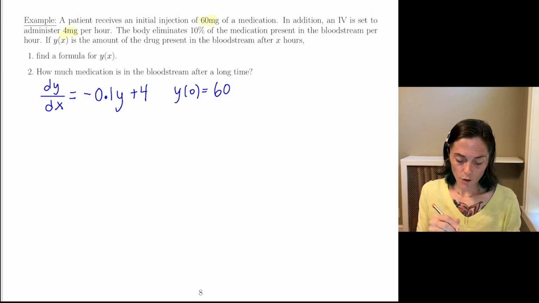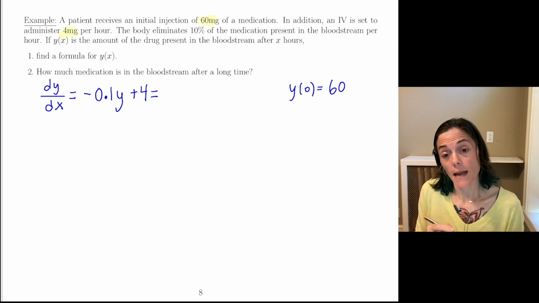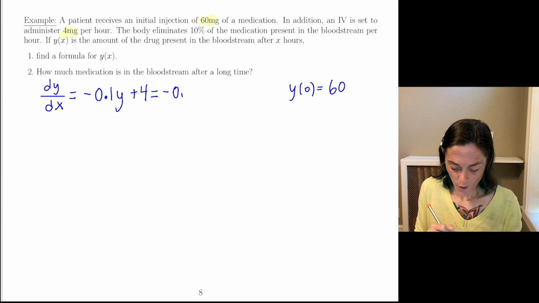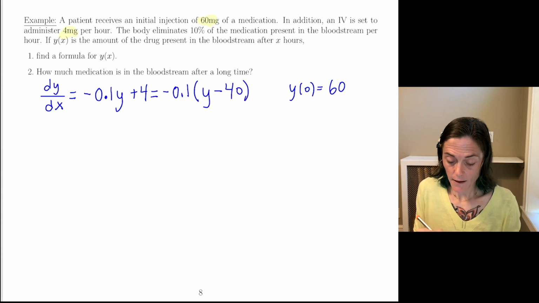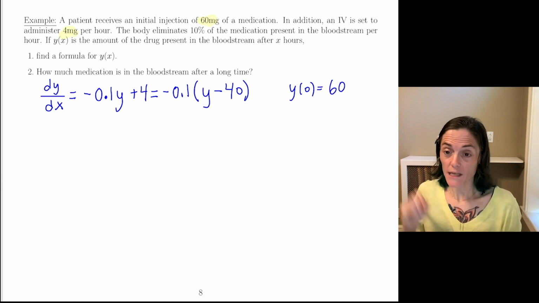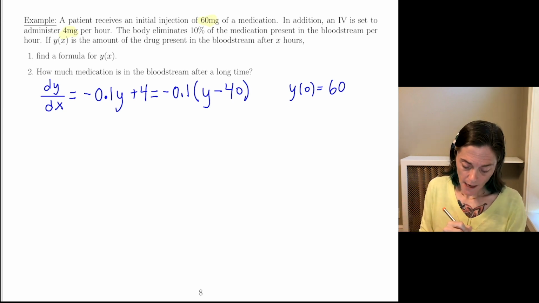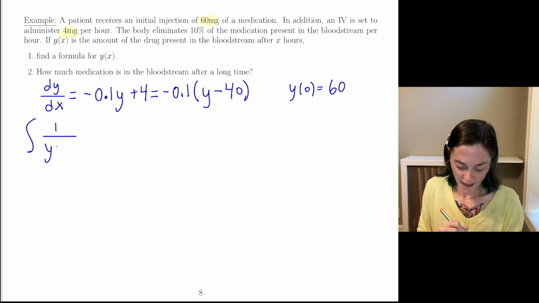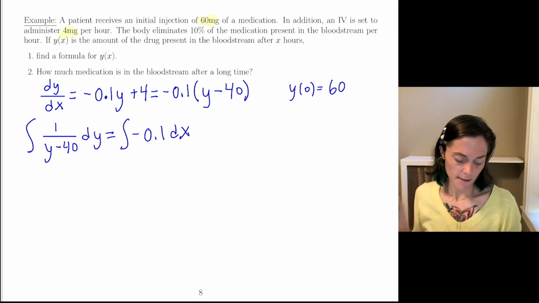Let's see, this is separable. I think to make the integration part easier, let me move this here. Let's factor out a negative 0.1. This is negative 0.1. And then we have y, this will be minus 40. And check, if you multiply this through, we have negative 0.1 y, and then we have plus 4. So this is great. Why did that help me? Well, now we can integrate 1 over y minus 40 dy. This equals an integral of minus 0.1 dx.